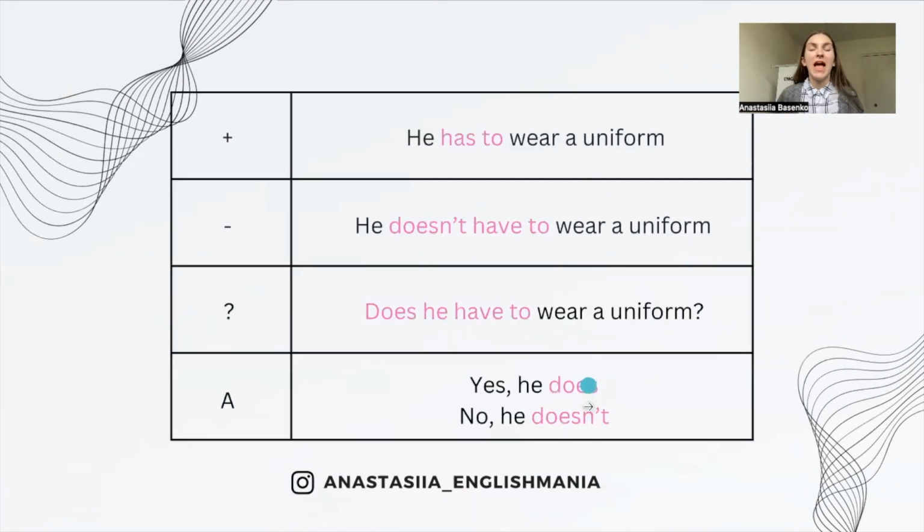Let's first talk about have to, and it has different forms. In positive in the present it has two forms, have to or has to. For example, he has to wear a uniform. In negative, it will use the auxiliary verb from the present simple tense, don't or doesn't. He doesn't have to wear a uniform. And in the question, we put it at the beginning. Does he have to wear a uniform? And the answers will be yes, he does, and no, he doesn't.